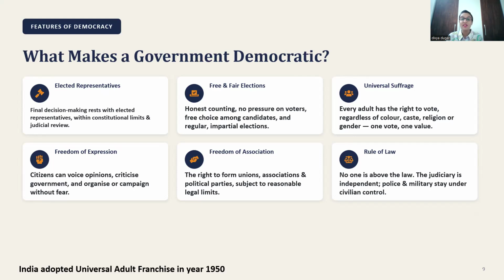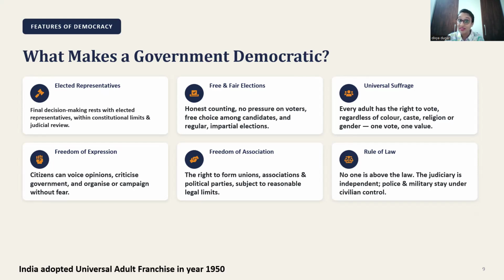And in democracy we have freedom to form associations, unions, political parties. Suppose, students, if there is a dictatorship government or monarchy, you are not allowed to form any political parties. But in democracy, we have freedom to form union, association, and political party.